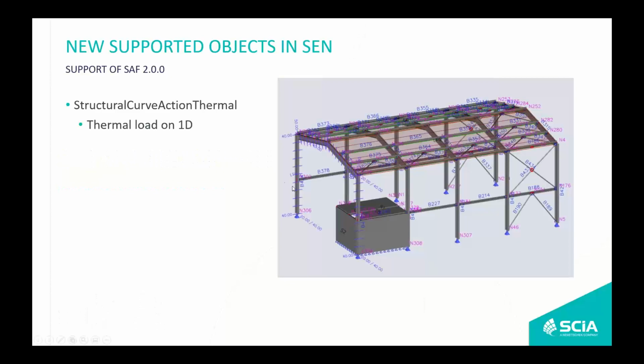In SAF we now have full support of the objects in version SAF 2.0. It means there are some new objects. Let's go through them one by one. The first object is the structure curve action thermal. The structure curve action thermal is the SAF specification name. In SCIA Engineer it is well known as thermal load on 1D. Now it can be written to SAF from SCIA, so it can be exported and imported.